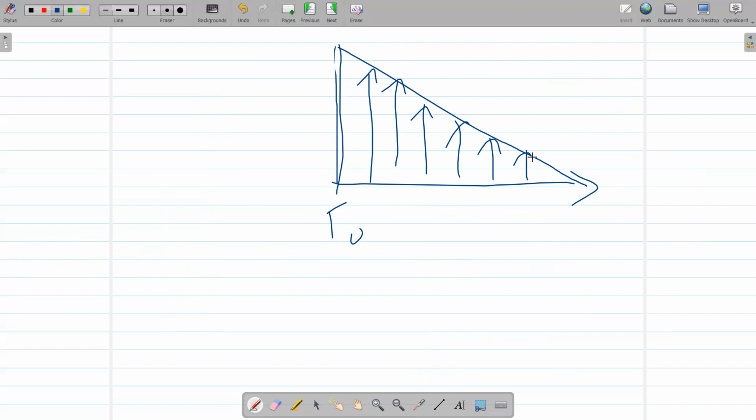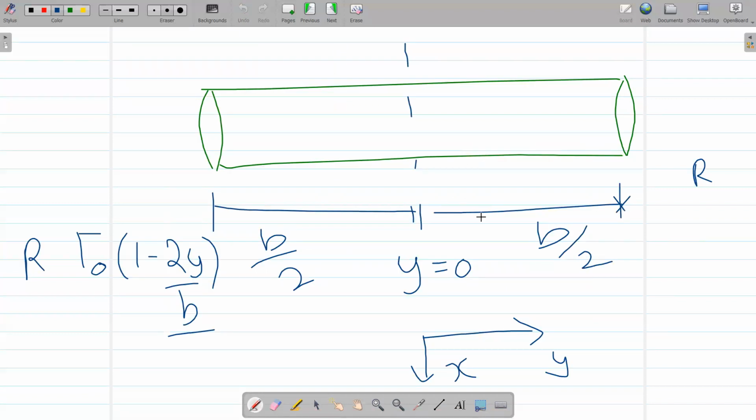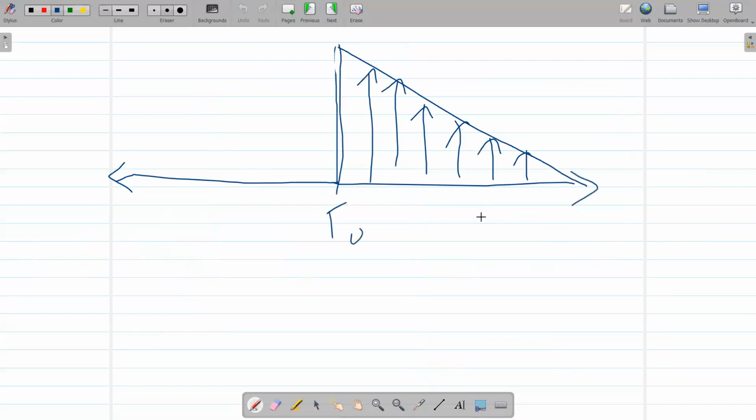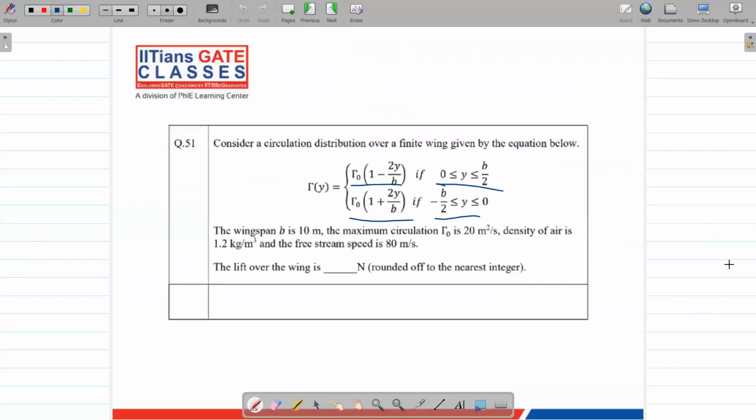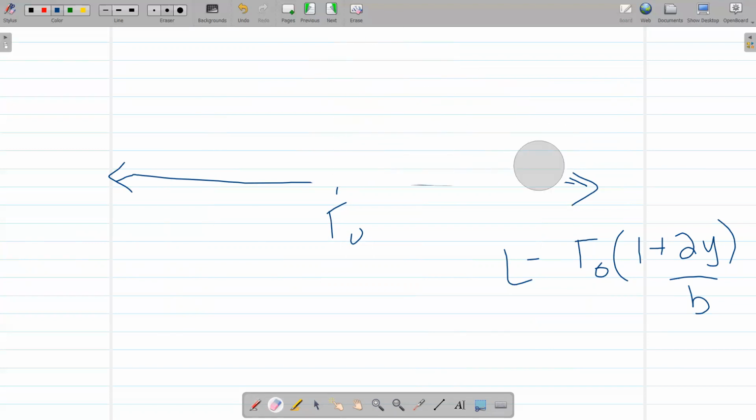All right. And what happens on the left hand side of the wing? The equation on the left hand side of the wing is given by gamma naught into 1 plus 2y by b for y from minus b by 2 to 0. So on the left hand side, the equation is gamma naught into 1 plus 2y by b. Let's try to plot how it looks. At y equal to 0, it's obviously gamma naught. There cannot be a discontinuity here. And then at y equal to minus b by 2, you're getting 0. So which means that I would need to redraw this figure just to fit it in the space.